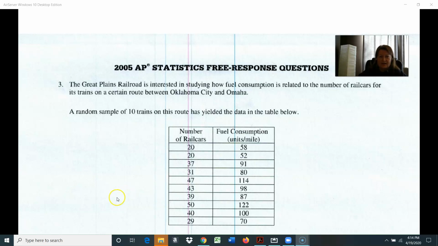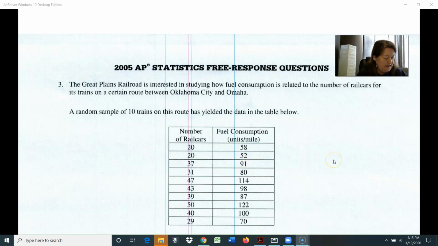It's about a railroad that is interested in studying how fuel consumption is related to the number of rail cars for its trains on a certain route between Oklahoma City and Omaha. They sampled 10 trains on this route, which yielded the data below. So this is their units per mile depending on how many rail cars are attached. When there's 50 rail cars attached, it uses way more fuel than when there's 20 rail cars attached. It only uses about 58 units per mile, which kind of makes sense. The longer the train, probably the more fuel you're going to need.